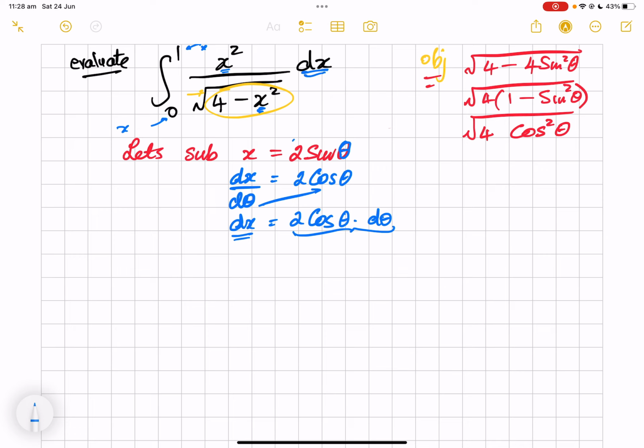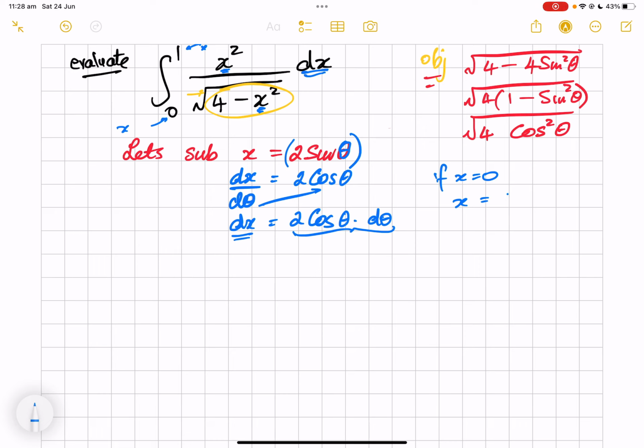So what we're going to do is replace dx with 2 cos theta d theta, and replace that x with 2 sine theta, and then it'll be squared. Replace that x with 2 sine theta. We need to replace this 0 x. All right, well, let's just say if x equals 0, what will theta be?